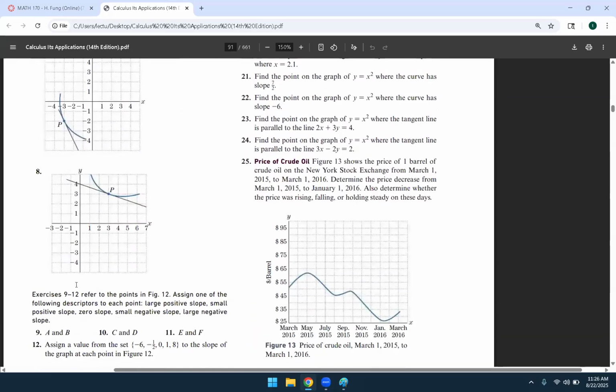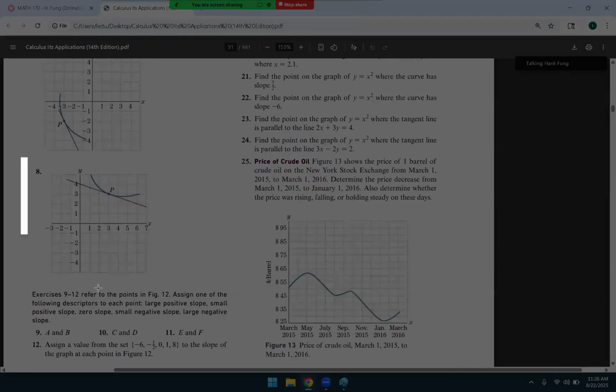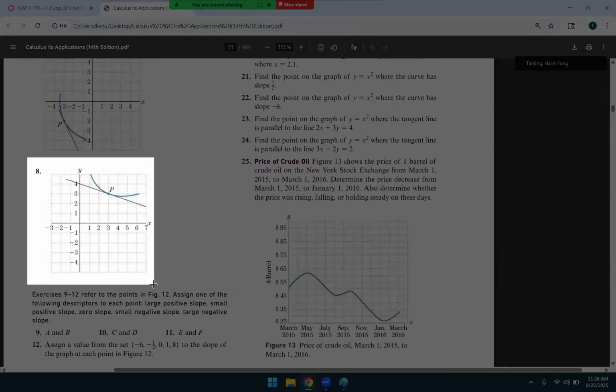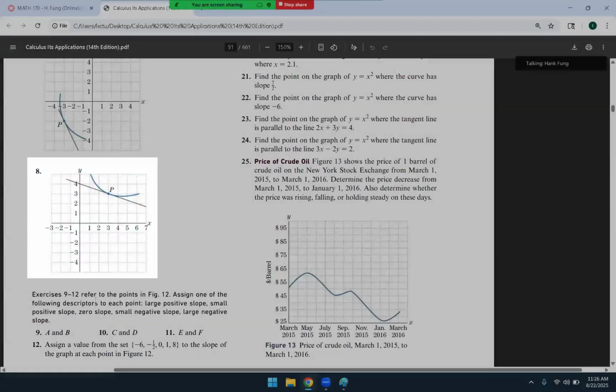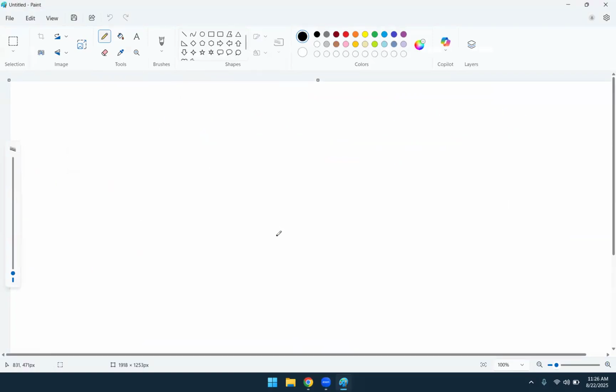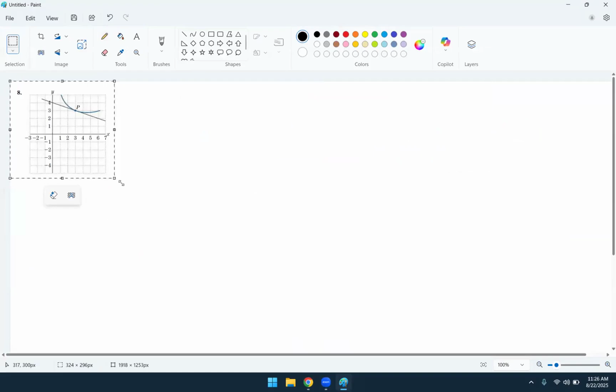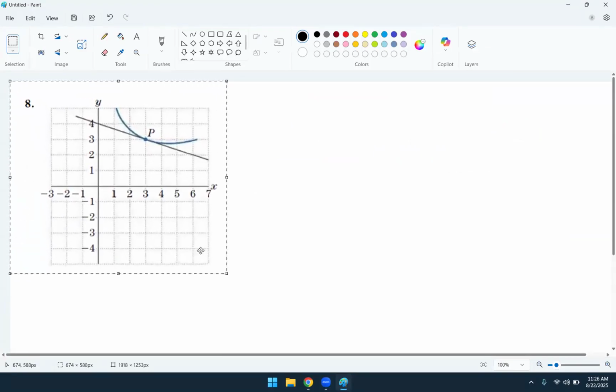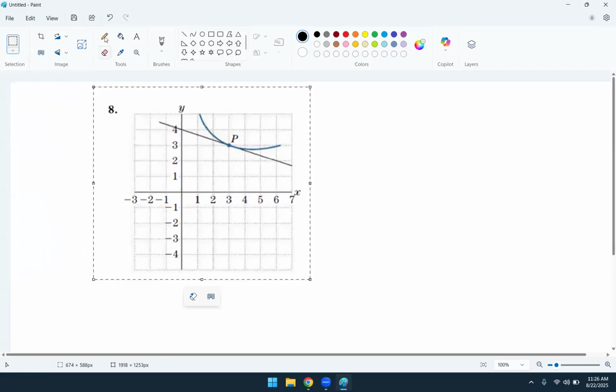Let me go ahead and take a screenshot of it for you. I'm going to clear out the screen, guys. Let me make it real big so we can see it much better. Okay, I think that's pretty good.